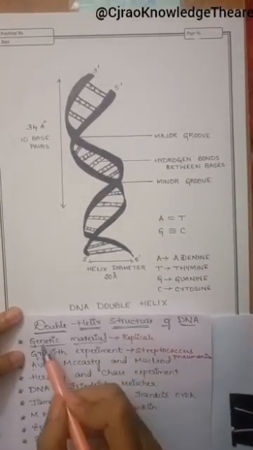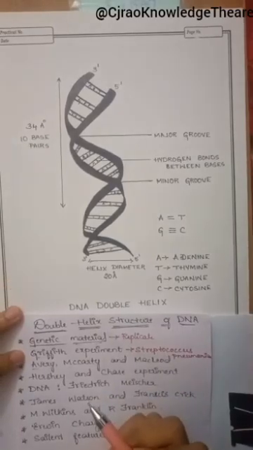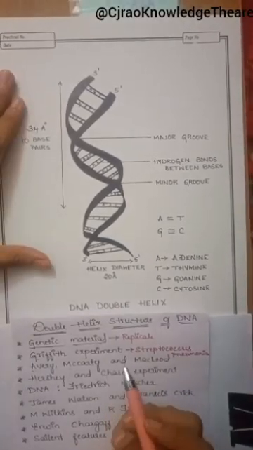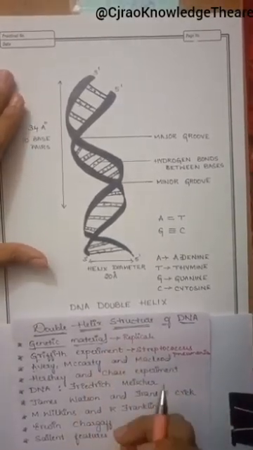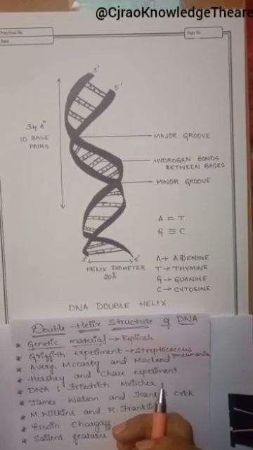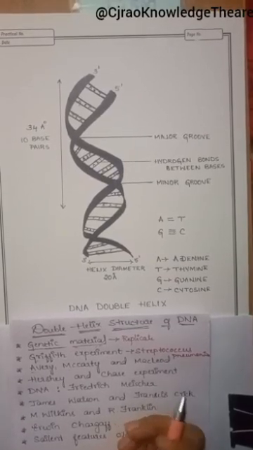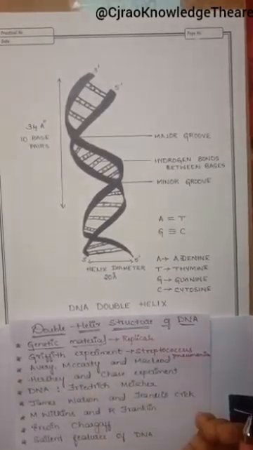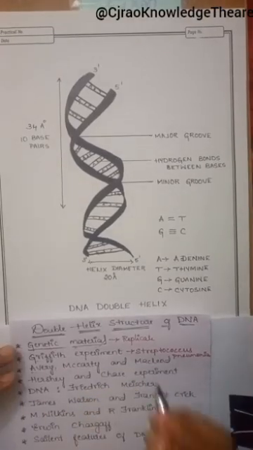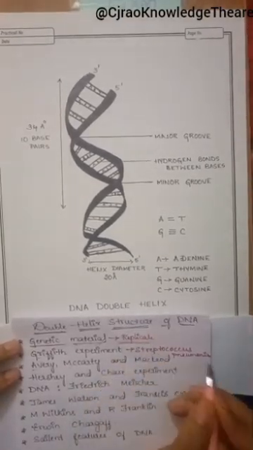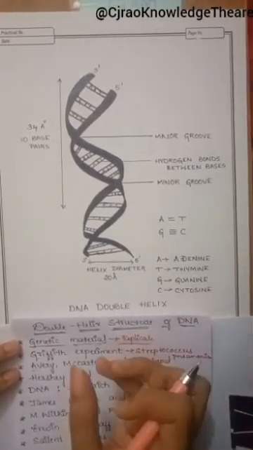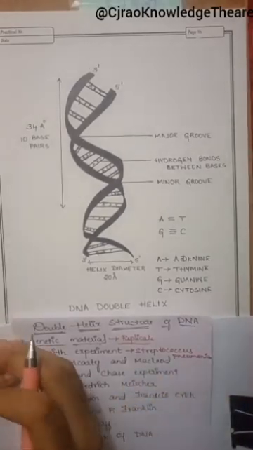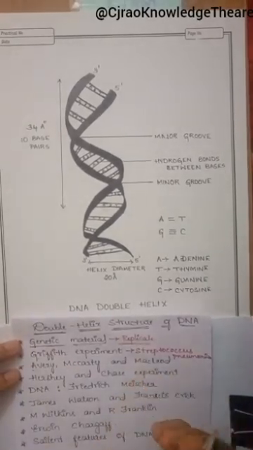Today let us learn about the double helix structure of DNA. DNA is the genetic material, as we all know. Genetic material is the substance which controls the formation and expression of traits in an organism, and that also can replicate and pass on from the cell to its daughter cell, from one generation to the next generation.